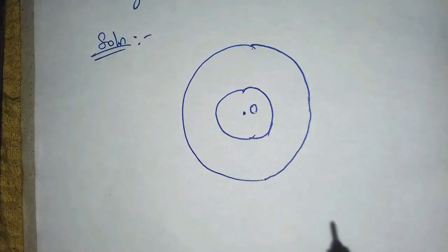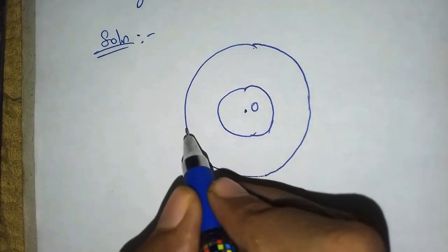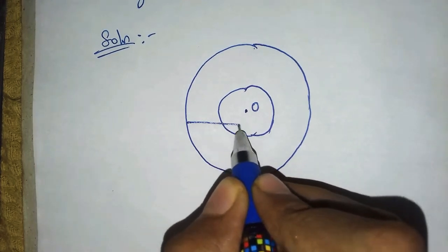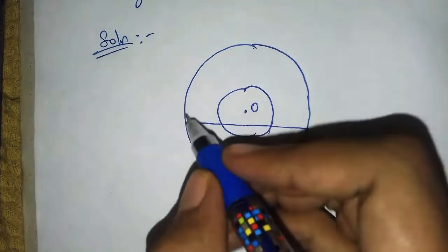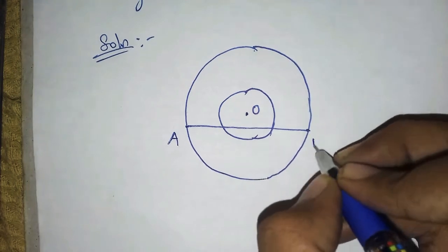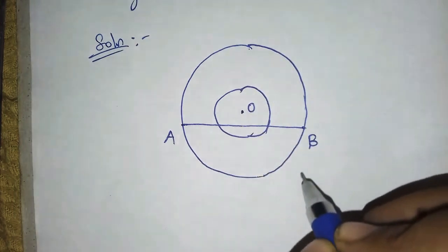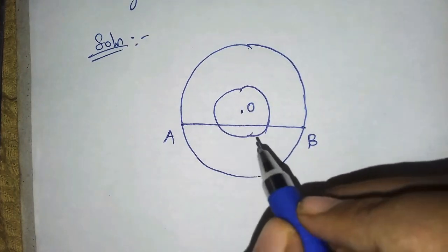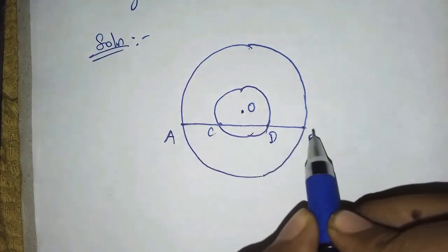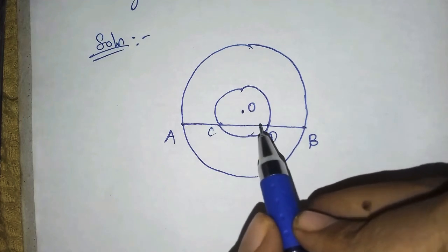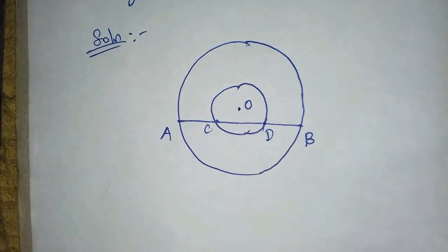Then they have given chord AB of the outer circle cuts the inner circle at C and D. So now we are going to draw a chord which is common to both the circles, that is, the concentric circles. So this is A and this is B. Now what they have given: the outer circle's chord intersects the inner circle at C and D. So this chord should cut the inner circle also. That inner circle's chord cuts at C and D. So this is the diagram. Can you all understand this?